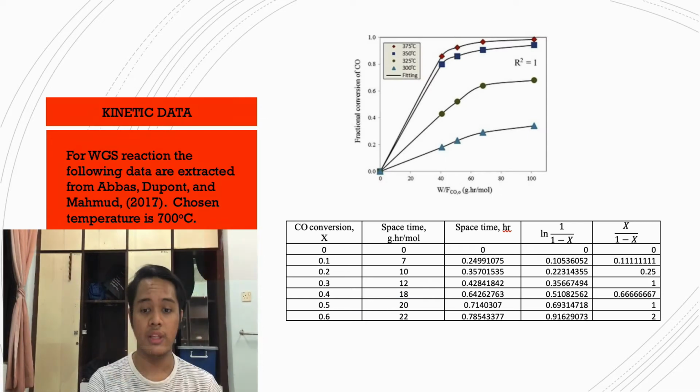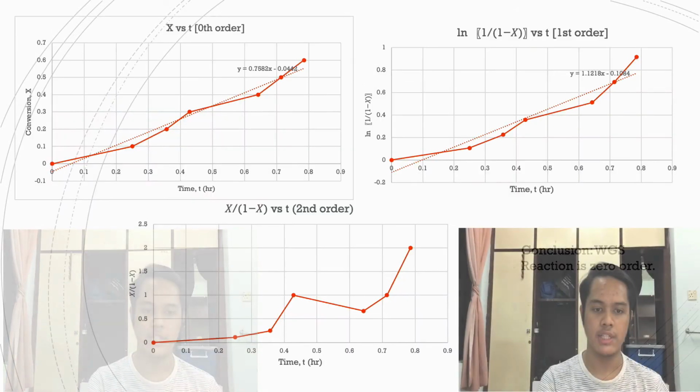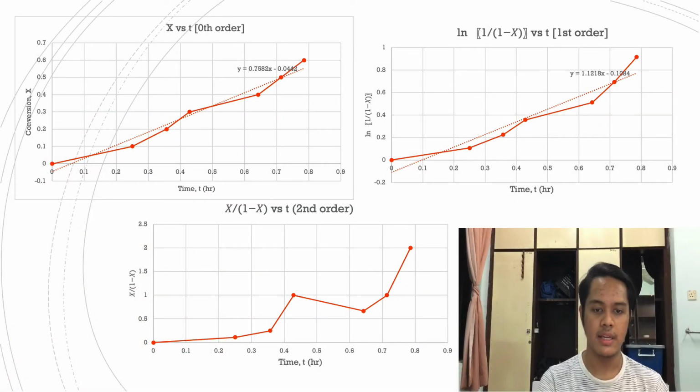Moving on to the water-gas shift reaction, we also extracted the kinetic data from the same journal paper, and we also use the integral method for determining the order of reaction. Based on the chart that we have plotted, the reaction is either zero or first order. However, we decided to proceed with zero order for this reaction.